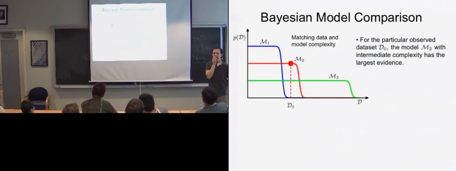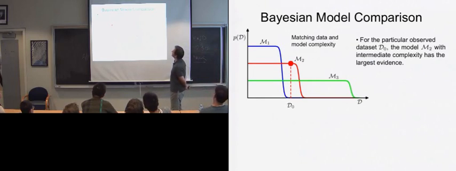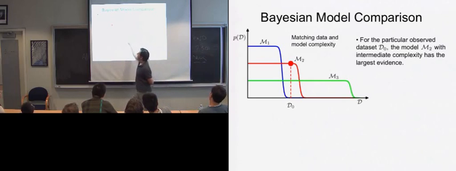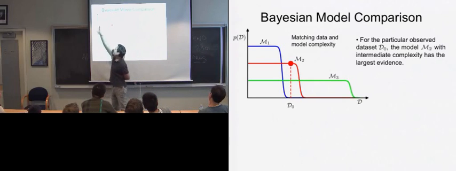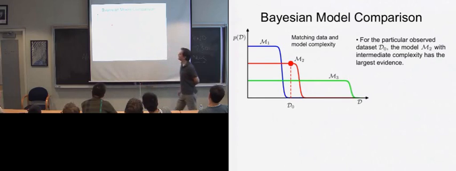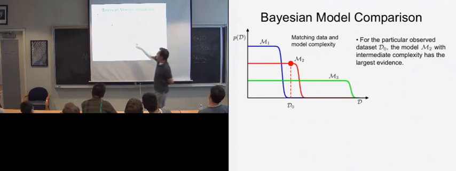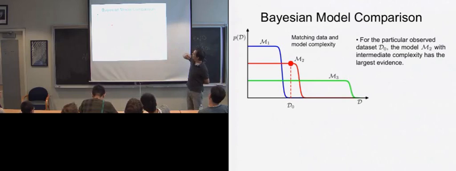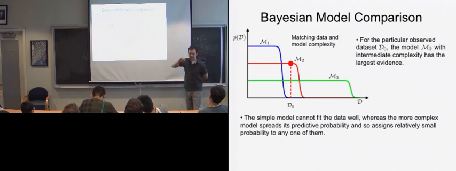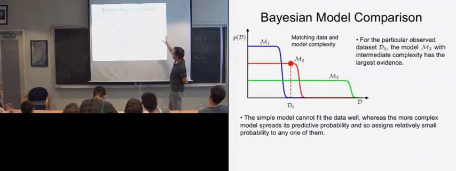So here's another example, maybe another way of thinking about this. In this particular case, we have a space of data sets, and we have the space of marginal likelihoods, or probability of data sets under different models. Now, for a particular observed data set, the model M2 with intermediate complexity has the largest evidence. Now, this is a cartoonish example, but it essentially communicates the following picture.